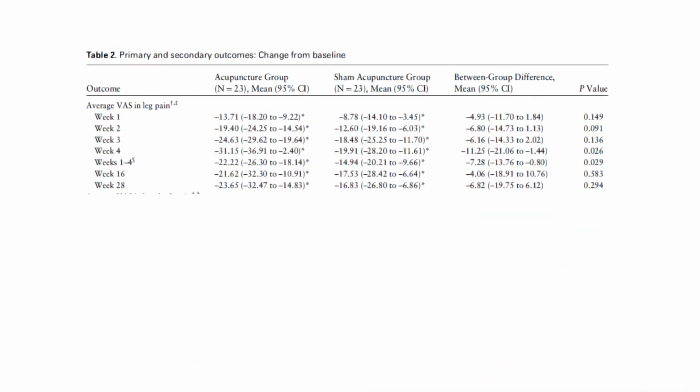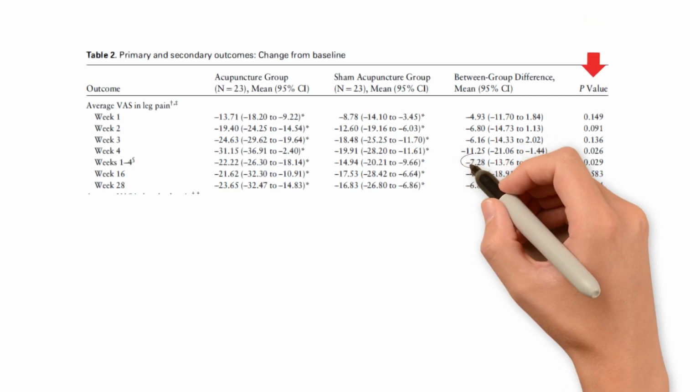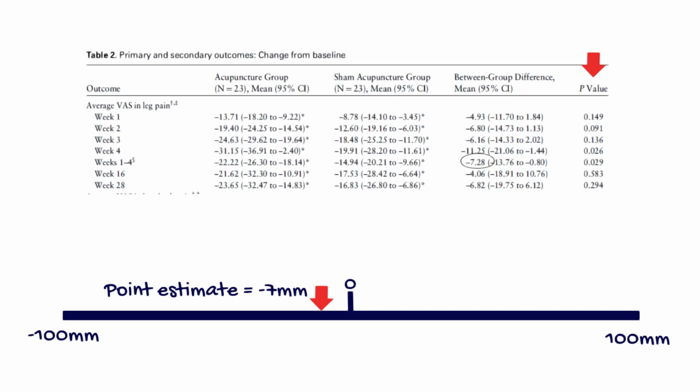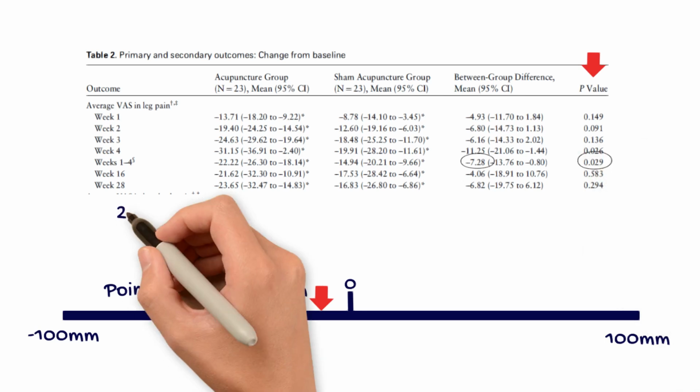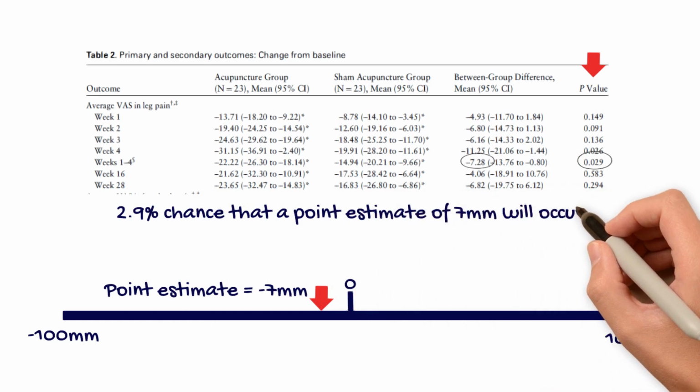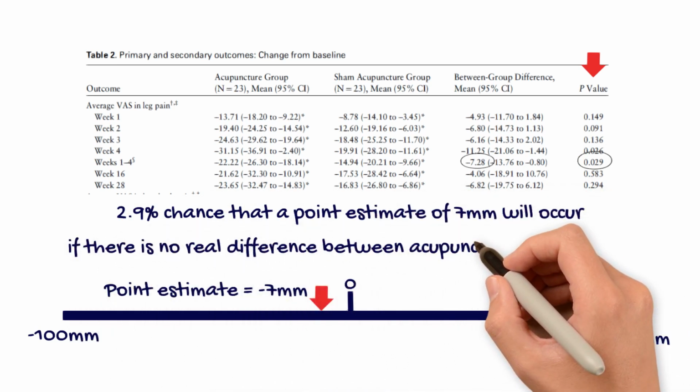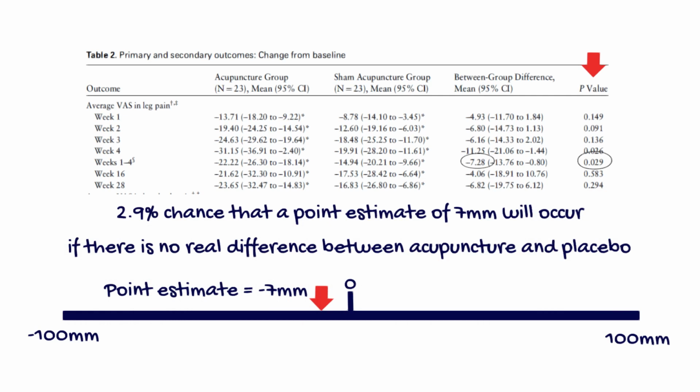Let's move over to the final column of this table, where the authors provide p-values. For this point estimate, we see a p-value of 0.029. This means that there is a 2.9% chance that a difference between change scores as large as 7 points will occur by chance alone if there really is no difference between acupuncture and sham. This is further confirmation of a statistically significant finding.